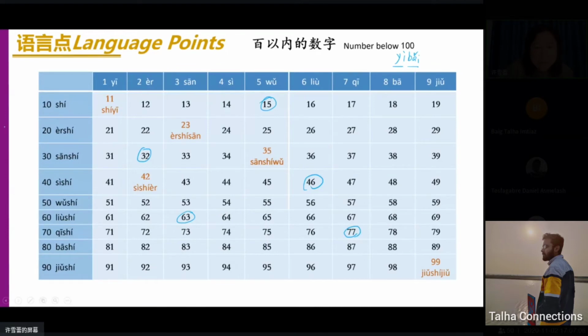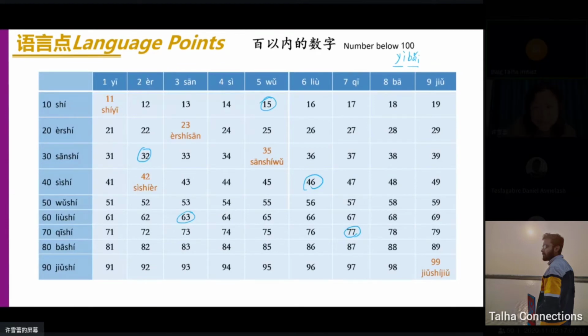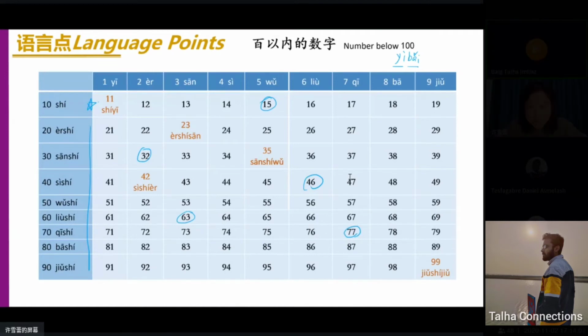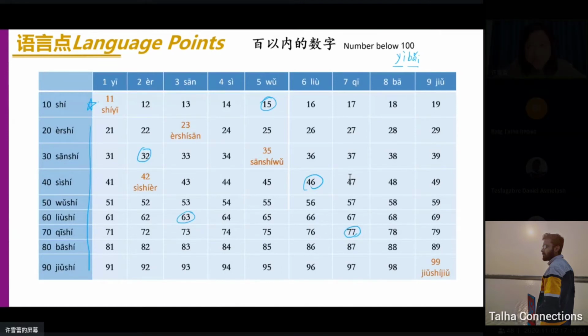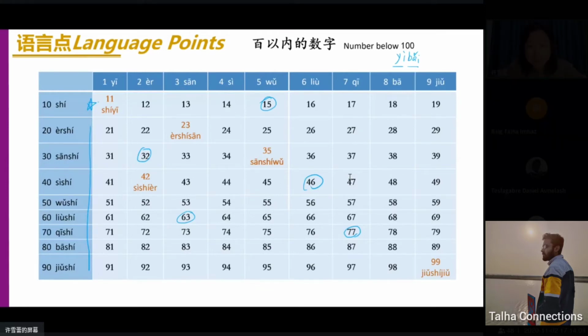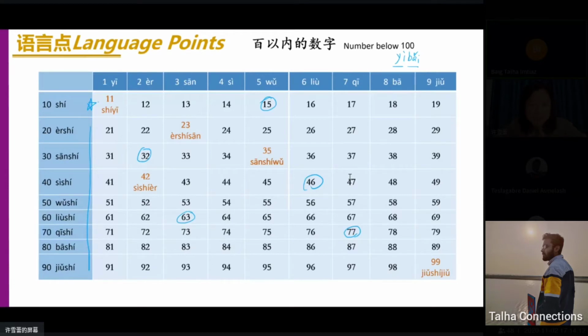So later, first we are going to figure out how to read this row of 10 numbers, and then how to read 10 to 90. 10, 20, 30, 40, 50, 60, 70, 90. They are easy for you to remember, right? Because they are very similar to English expression.